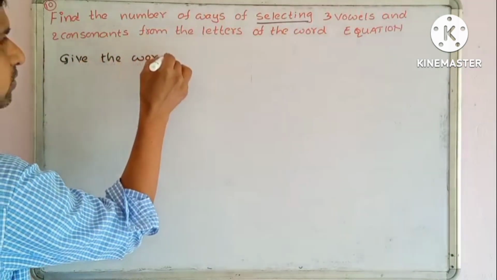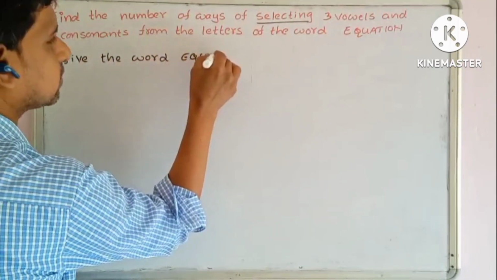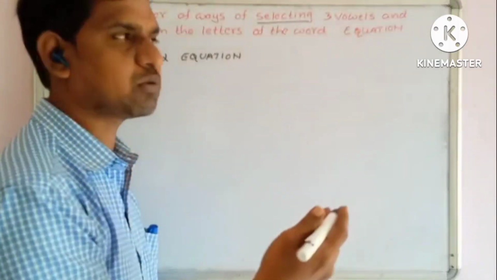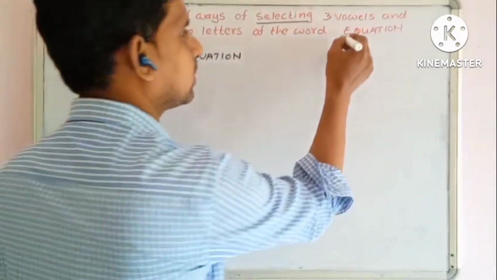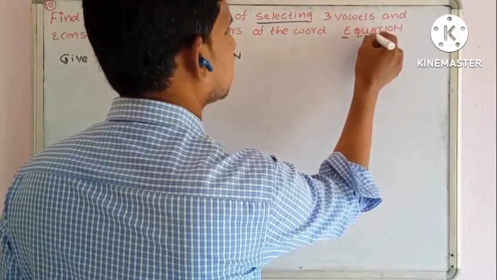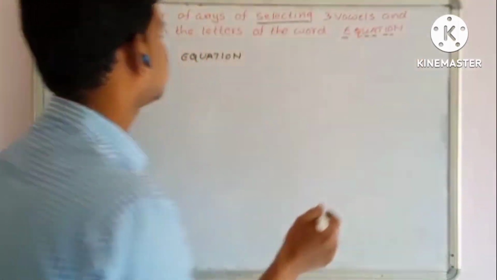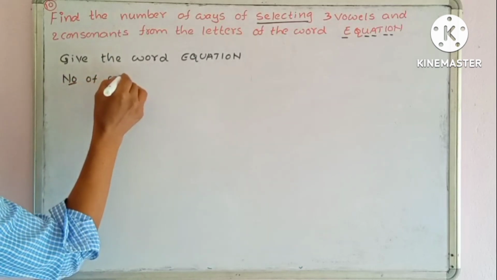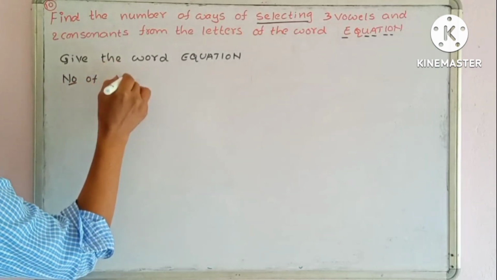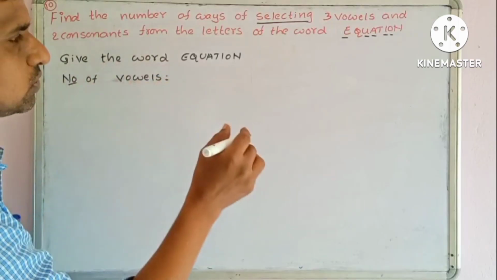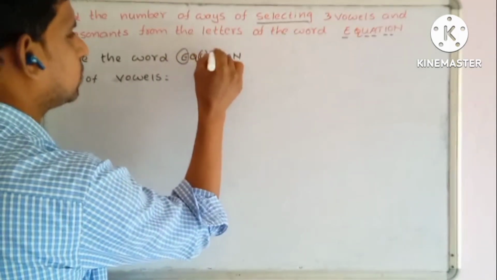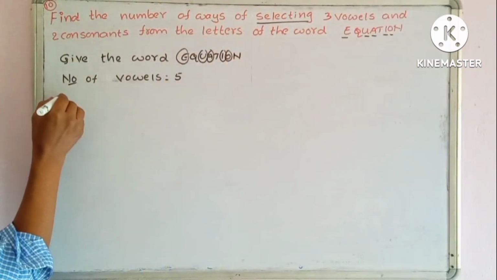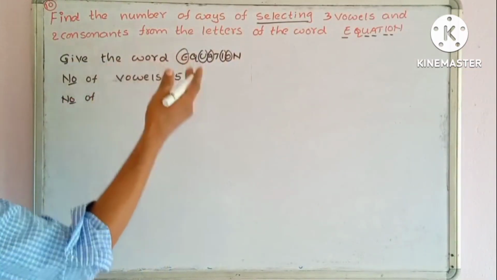Given the word equation, how many vowels are there? What are the vowels? A, E, I, O, U are called the vowels. E, U, A, I, O. Number of vowels equals 5. The letters other than vowels are called consonants, so 1, 2, 3.